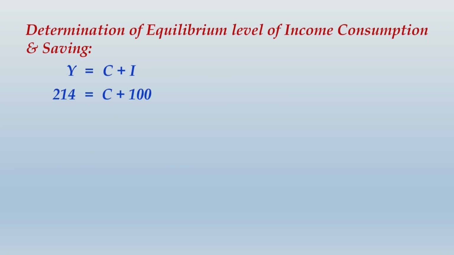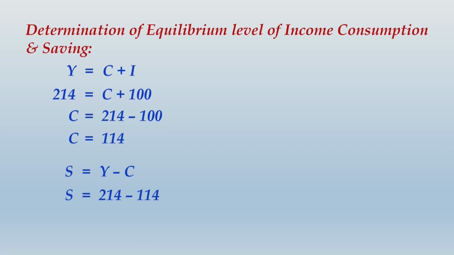The balancing figure will be C. So C comes to nothing but 114, and S equals to Y minus C. In fact, whatever money you have invested is the amount that you would have saved, right? So savings and investment will always be same. So savings will be same as investment, and that comes to 100.